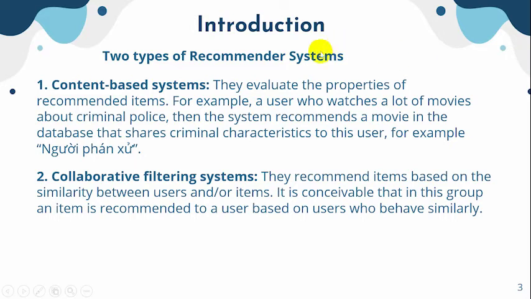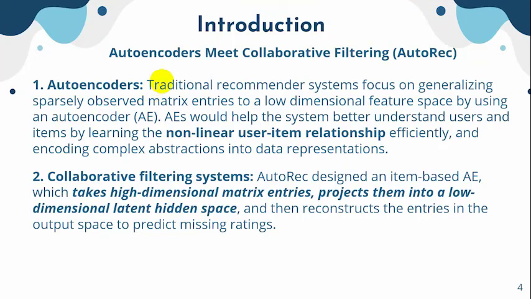For the first one, content-based, this model evaluates the properties of each item by using a feature vector and then uses this feature vector to predict the missing rating. The second model, collaborative filtering, relies on the similarity between two users or two items and then predicts the missing rating. And the final one, I-Autorec, item Autorec, is a combination of autoencoder and collaborative filtering systems.